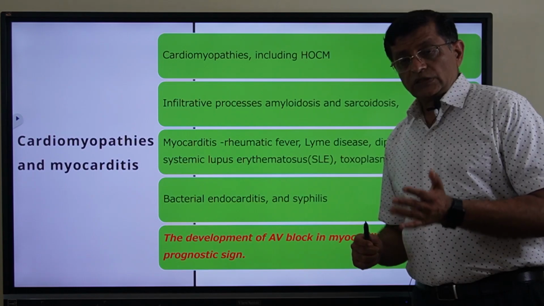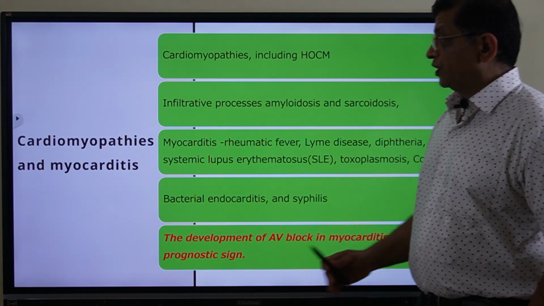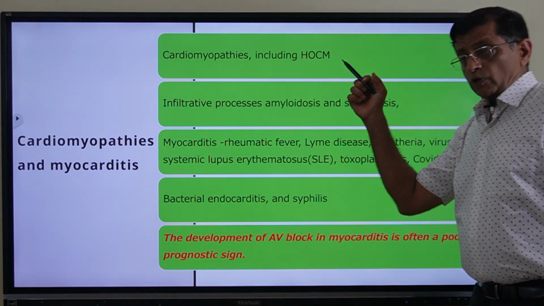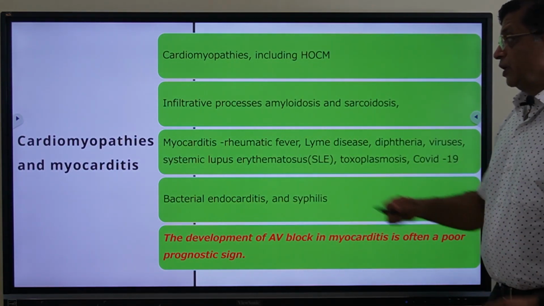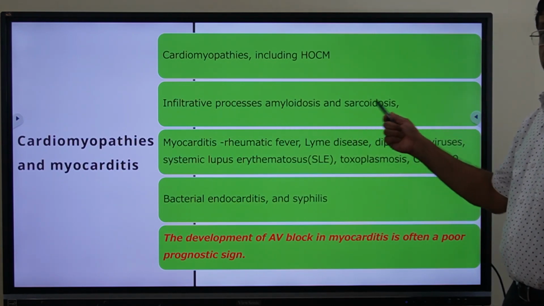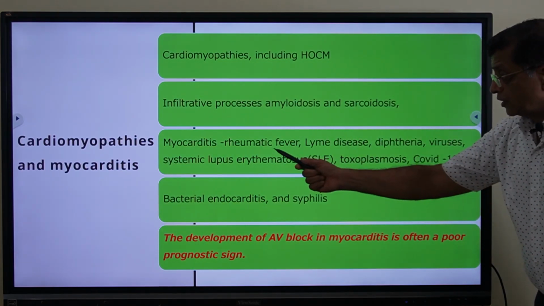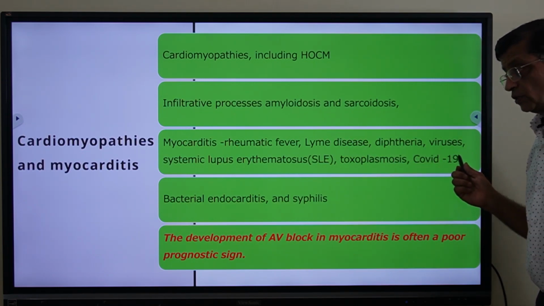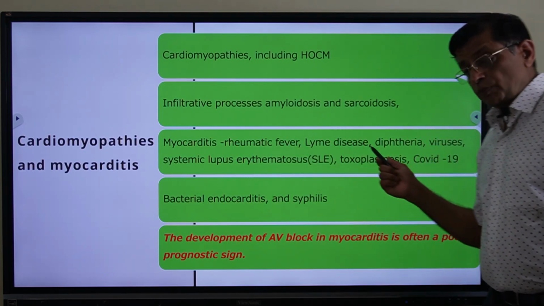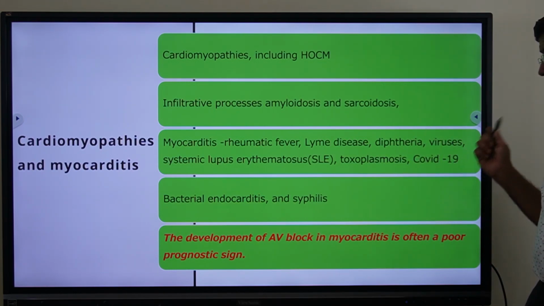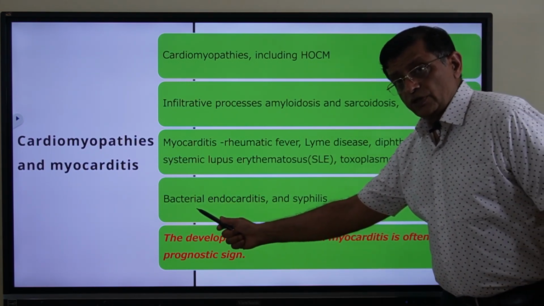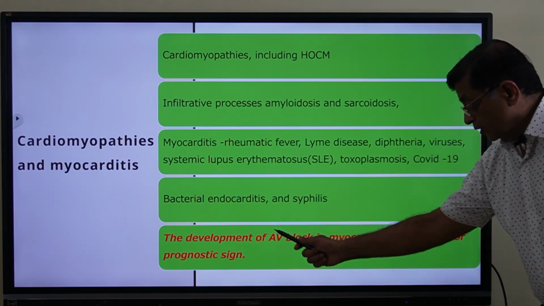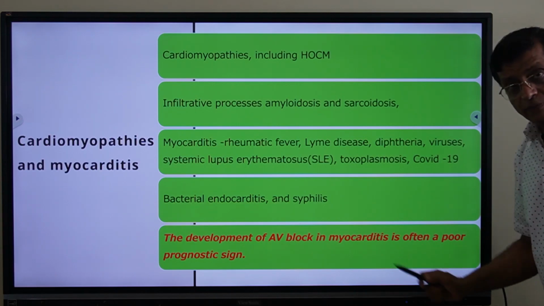After fibrosis and ischemic heart disease come various cardiomyopathies and myocarditis. Cardiomyopathies including hypertrophic obstructive cardiomyopathy, some infiltrative processes like amyloidosis and sarcoidosis, myocarditis like rheumatic fever, Lyme disease, diphtheria, some other viral disorders, SLE, toxoplasmosis, and even COVID-19, bacterial infection like bacterial endocarditis and syphilis. And in myocarditis, the development of AV block is often a bad prognostic sign.